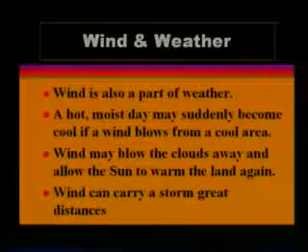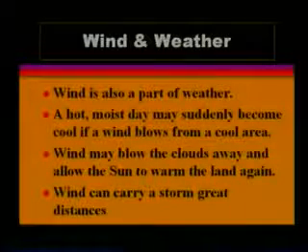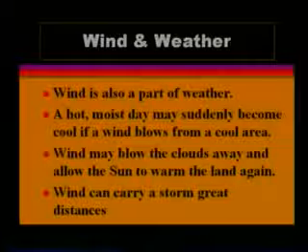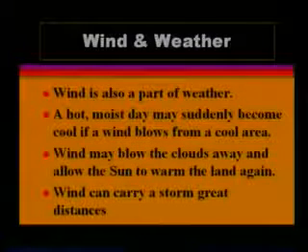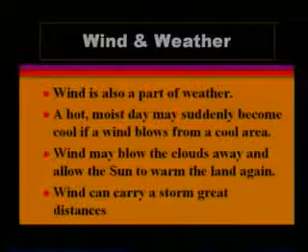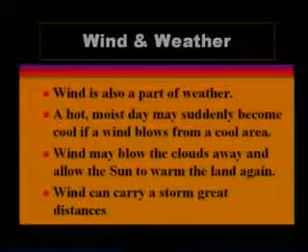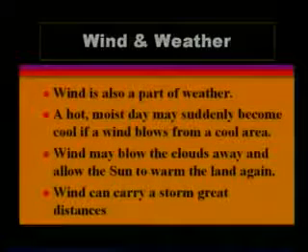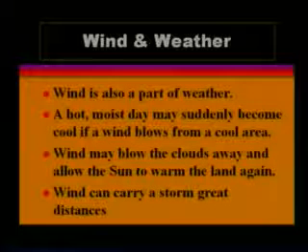A hot, moist day may suddenly become colder depending upon the wind blow on that day. A hot, moist day may suddenly become cold if wind blows from a cool area. Wind may also blow the clouds away and the rain may disappear from a place. Wind can also carry a storm to greater distances.